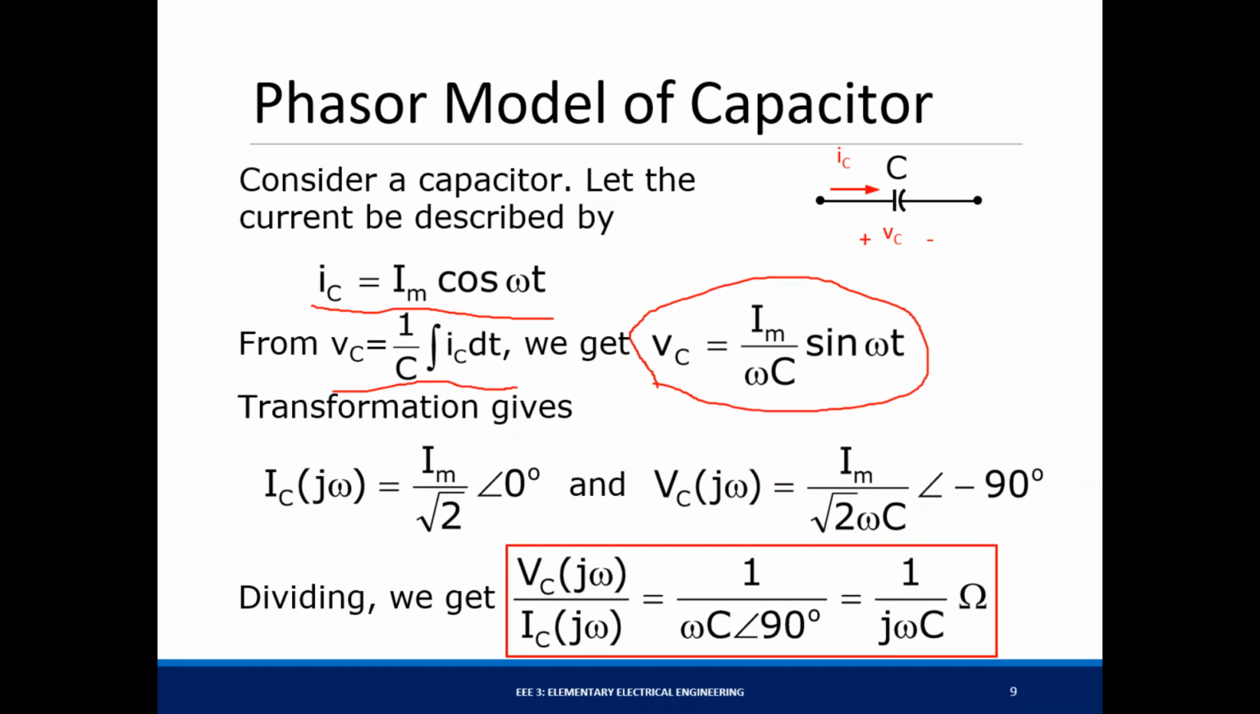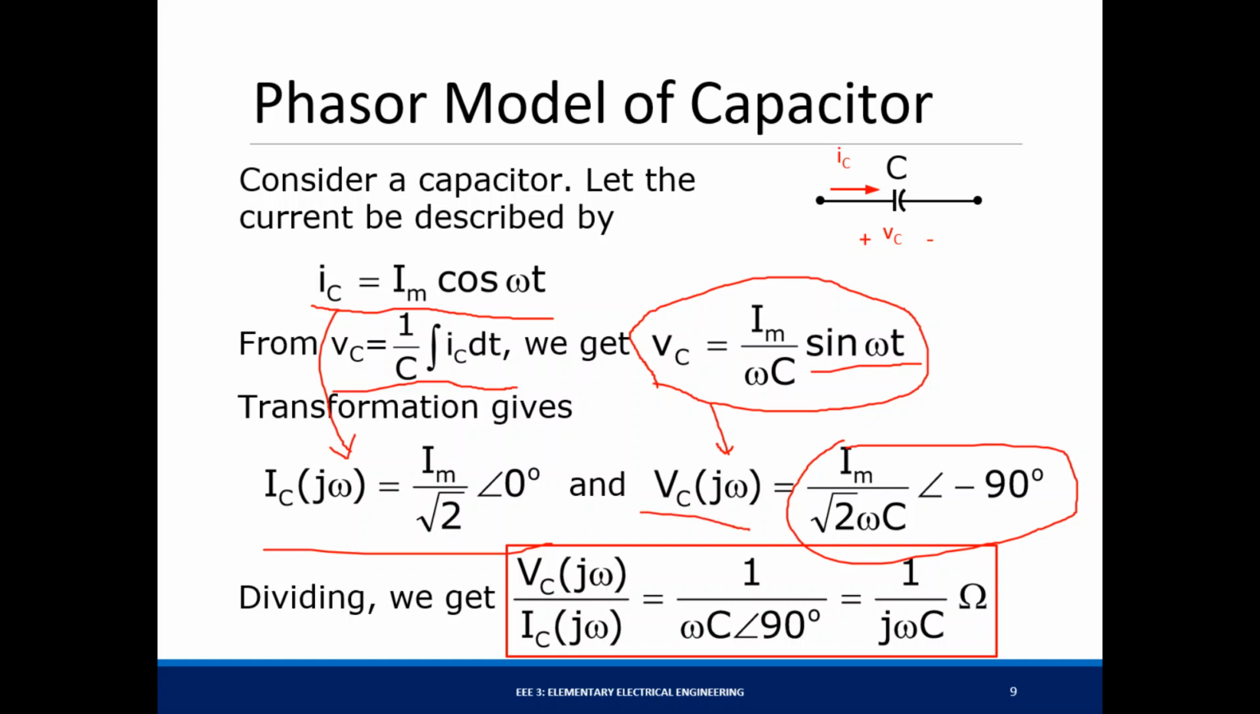Convert that to phasor form, convert the current to phasor form. Still the same for the current. For the voltage, something like this. Since it's sine omega t, this sine is basically cosine shifted by negative 90 degrees, and it becomes this expression right here.